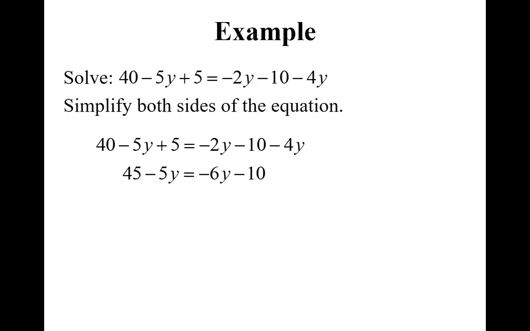I'd like to get the variable terms on one side, the non-variable terms on the other. There is no correct or incorrect order that we have here. We can do it in any order. We can start by adding 6y to both sides, or we can start by adding 5y to both sides, or we can start by subtracting 45 from both sides, or we can start by adding 10 to both sides. Any of those are proper first moves at this point.